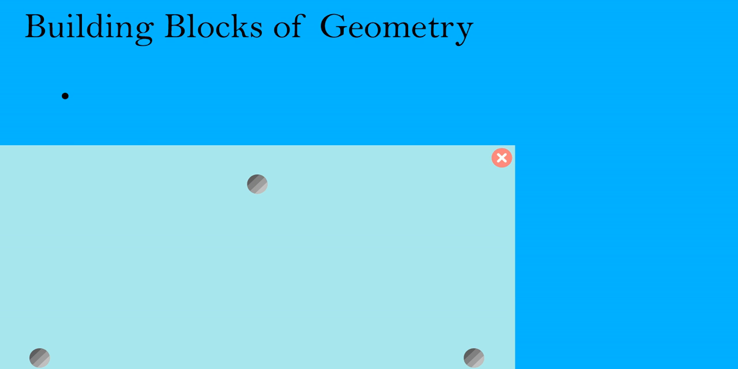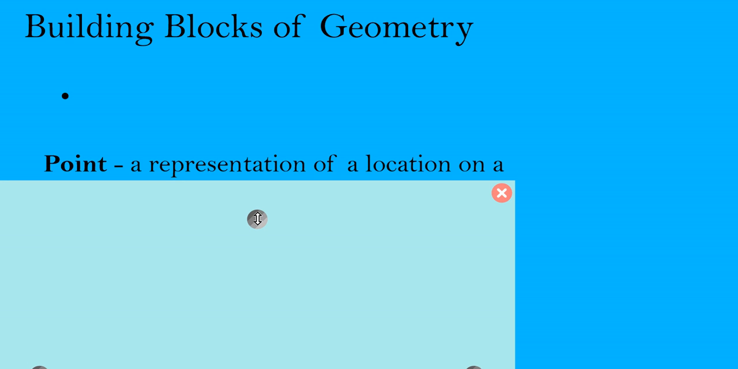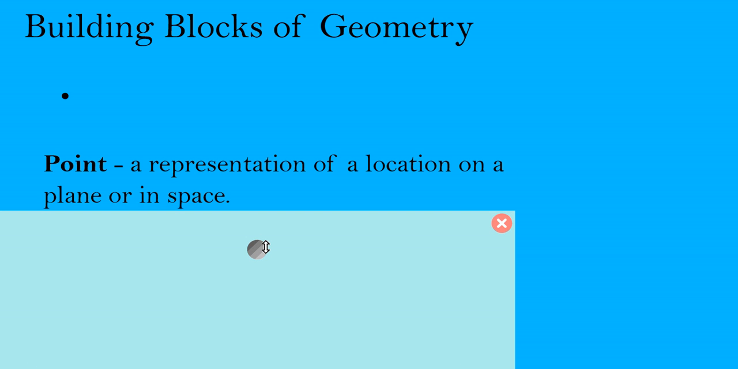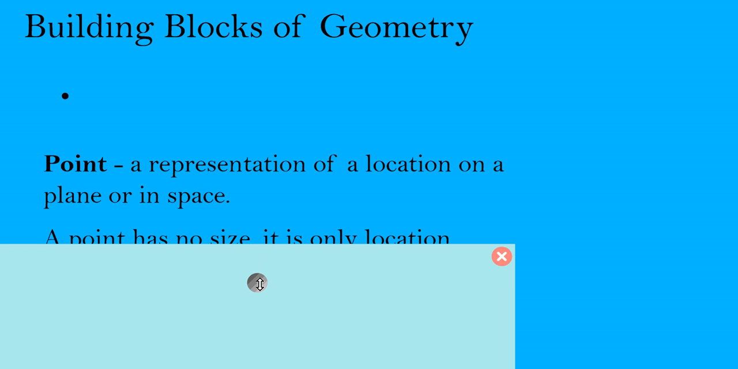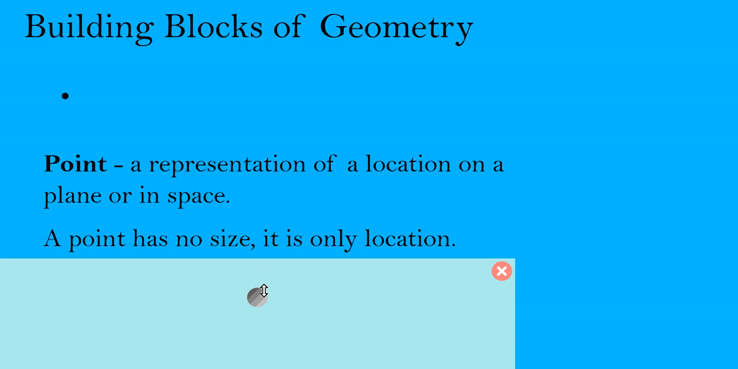a point. And by definition, a point in geometry is a representation of a location on a plane or in space. Imagine if you had the area just beyond the tip of your pencil. That's a point. And it has no size. It's only location. So all of these things here are kind of theoretical. We couldn't actually make all these things that we're going to be studying, but we have pretty good representations of them here in the real world.